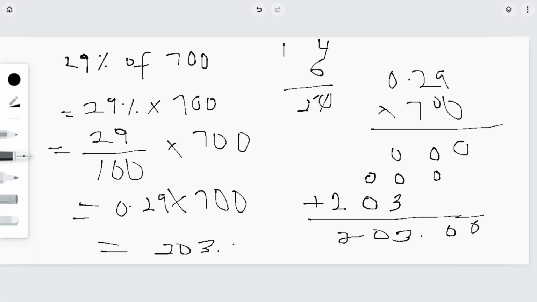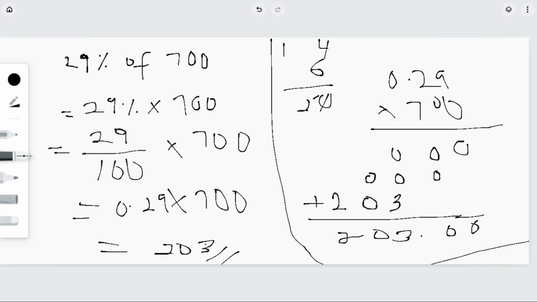You understand that? So don't worry yourself about this one. This is the calculation. 29% of 700 is 29% times 700. We write 29 over 100 because you know that 29% is 29 over 100 times 700. We change 29 over 100 to decimal, which is 0.29 times 700, and this is the answer we get by using this method to find the multiplication of the two decimals. So let's jump right to here.